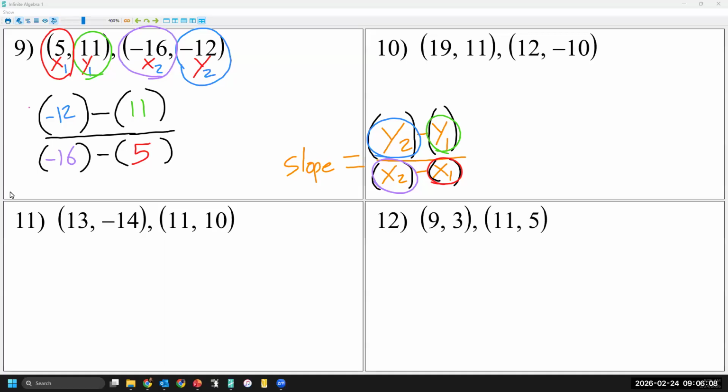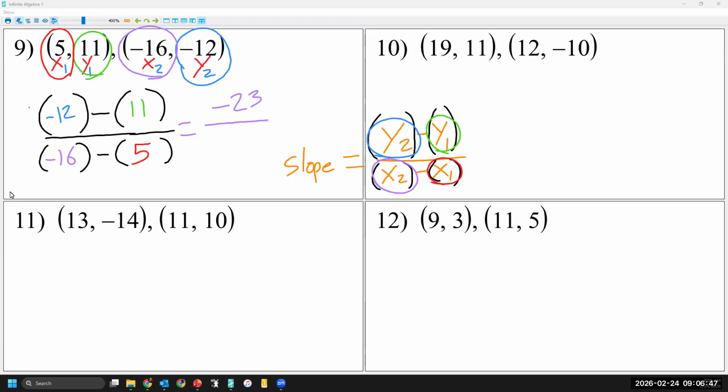All right, now I'm going to simplify this down. At the top, I have negative 12 minus 11. Sometimes negative numbers and subtracting can be difficult. The easiest way to do this is to think about it as money. Negative 12 means I owe somebody $12. Minus means I owe them another $11. So if I owed somebody $12 and now I owe them another $11, I now owe them negative $23 over.